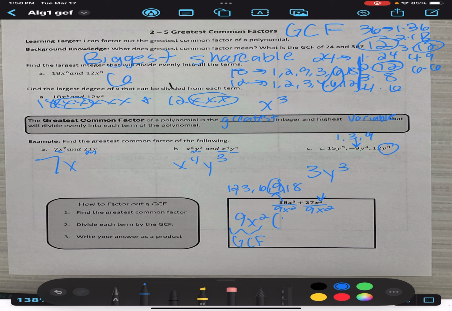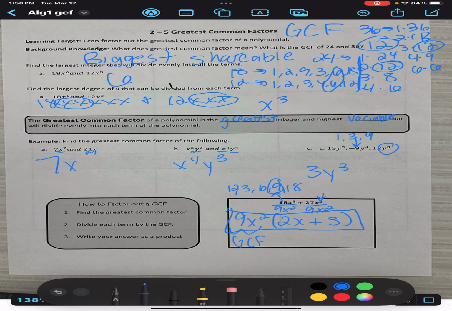So 18 divided by 9 is 2, and when I divide, my exponents subtract. So that's why it would be x to the first, or just x. Keep the plus there. 27 divided by 9 is 3, and then the x squareds would be gone. And this whole thing, very important, is my answer. Not just the GCF. If you just do the GCF part, you haven't finished the problem.